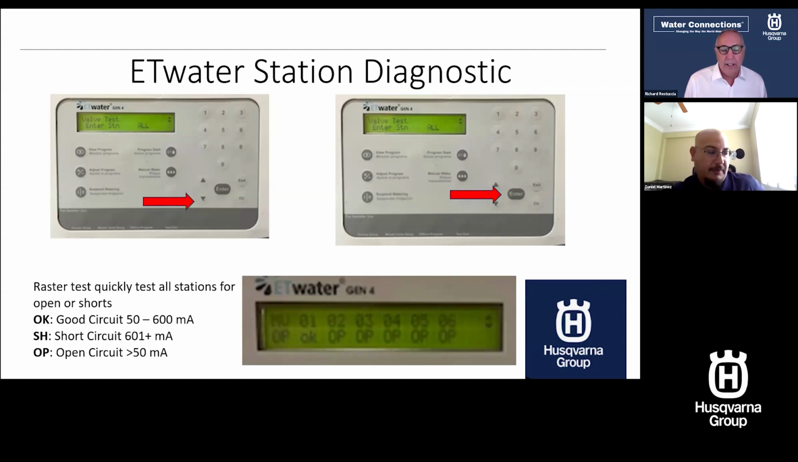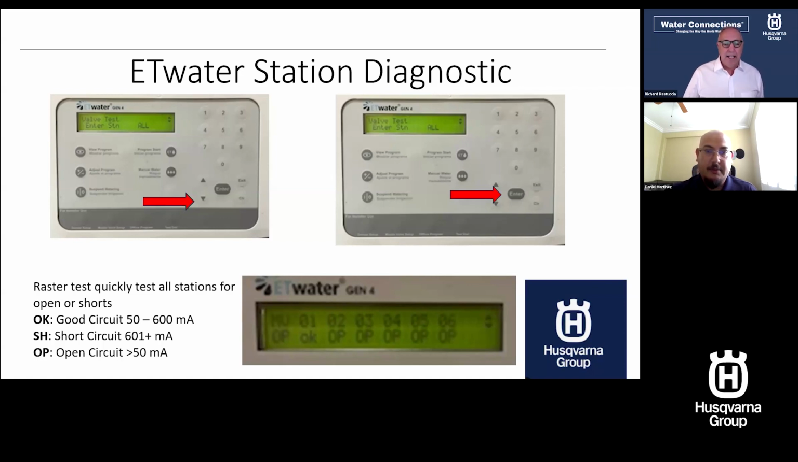So I just go to the display in the box on the property. Correct. So go to your controller. If you see that left image there, the little down arrow, you press that once and it'll pop up on a screen there. It says valve test, enter station, or it says all. If you just press the enter button, it'll do a quick raster test of your stations.